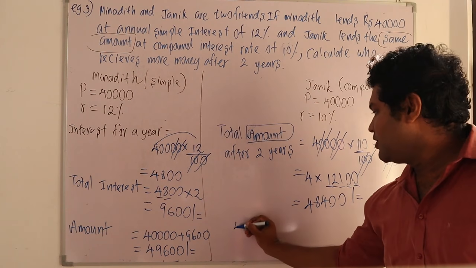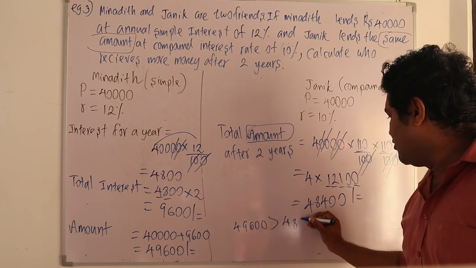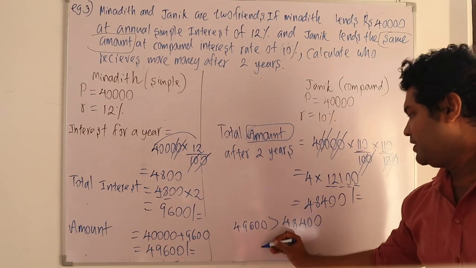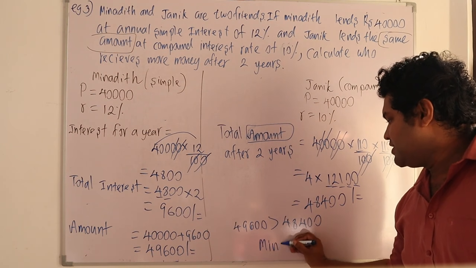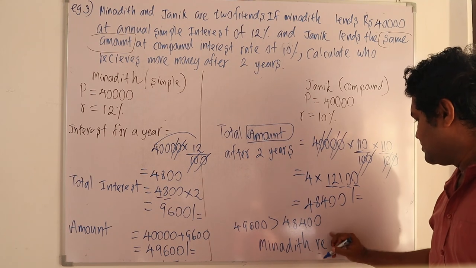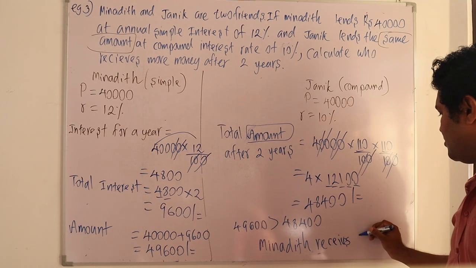Because 49,600 is greater than 48,400, Minadit receives more money. The answer is Minadit receives more money.